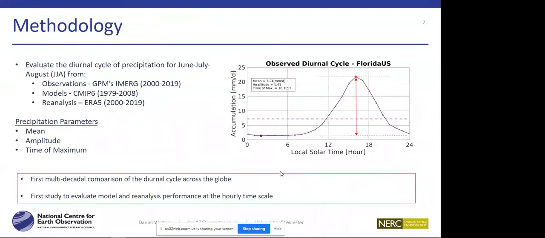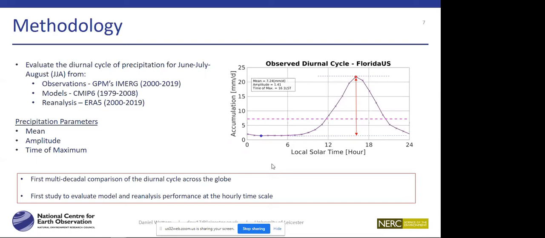So the methodology for my study is that I assessed the diurnal cycle of precipitation in the months June, July, August from observations, models, and reanalyses. The reason I picked June, July, August is because this is the summertime in the Northern Hemisphere, and the diurnal cycle has previously been found to be at its strongest in the summertime and over land. So that's kind of the influencing factor.